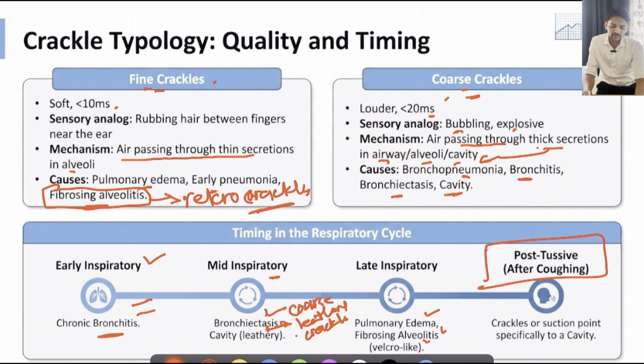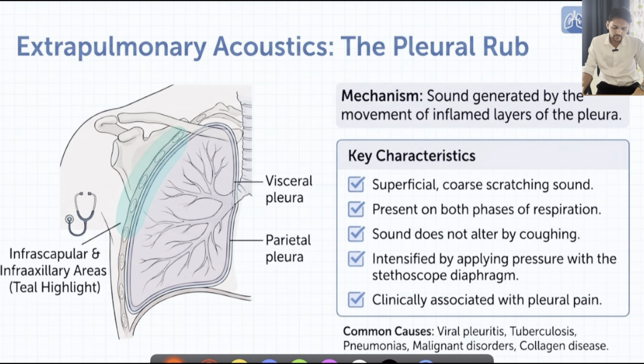there might be some changes if it is due to crackles and secretions mainly. Whereas if it is due to airway narrowing, the rhonchi, it will not alter with coughing. And remember, if there is post-tussive crackles or post-tussive suction kind of sound, it is very typical of a cavitatory disease. Another adventitious sound during auscultation is the pleural rub.